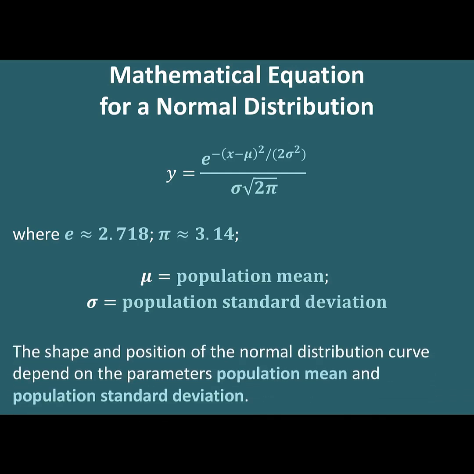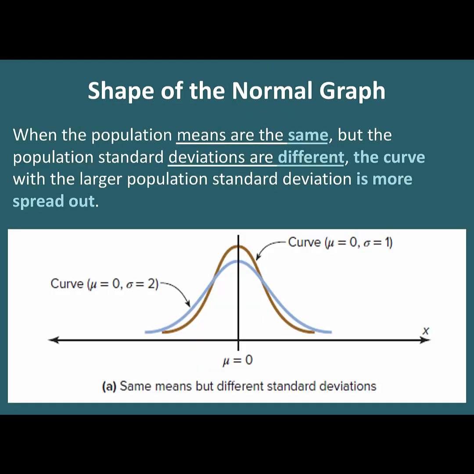The shape and position of the normal distribution curve depend on the parameters population mean and population standard deviation. The shape of a normal graph will essentially be bell-shaped. When the population means are the same, but the population standard deviations are different, the curve with the larger population standard deviation is more spread out. Here is a picture where we have the same means, but different standard deviations. Notice that the graph with the higher standard deviation is more spread out.